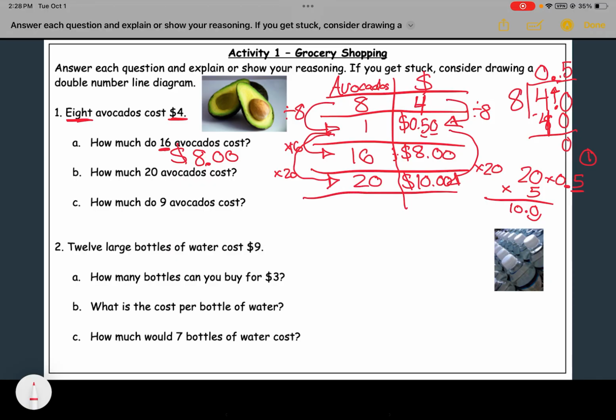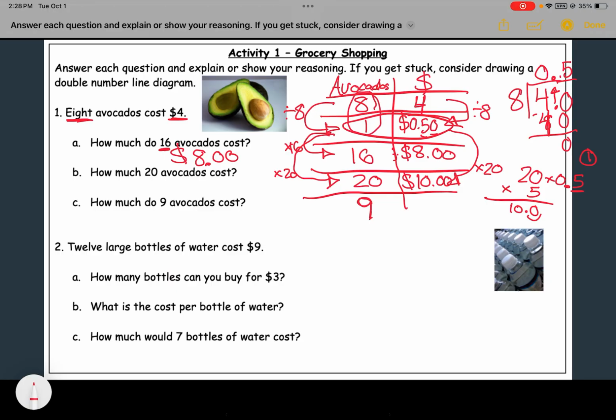So lots of strategies there. Okay. So I am going to get to 9. Again, I can use my unit rate to help me get to 9 avocados. I can do 1 times 9 to get to 9 and then do 0.50 times 9. I'm going to use what I know here.